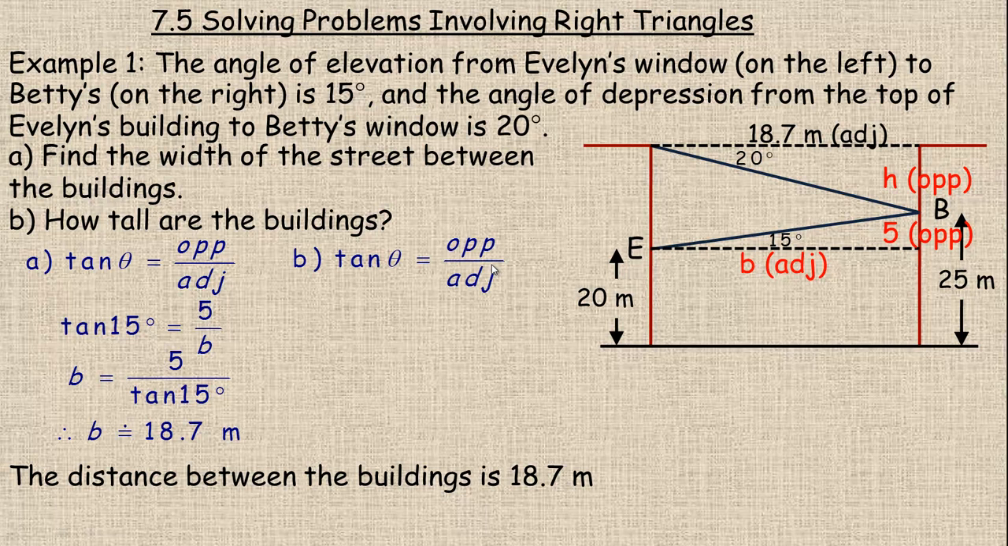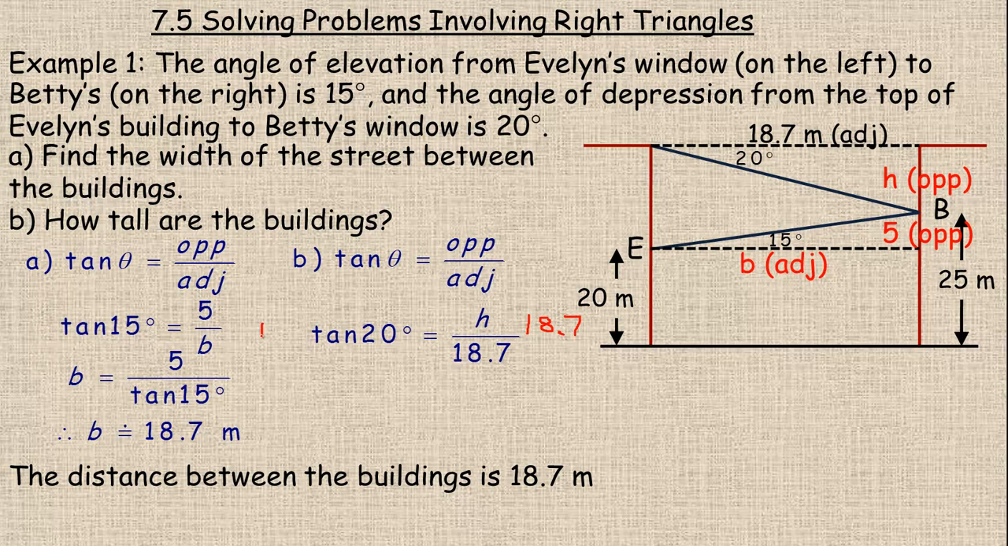Not every question involves tan, but these do, both do. And so we fill in the values that we know. The angle is 20 degrees. The opposite side is what we're finding. We'll call that H, and the adjacent side is the 18.7 we found in A. And so in order to rearrange and solve for H here, I would just multiply both sides by 18.7, and that's how I could isolate the H.